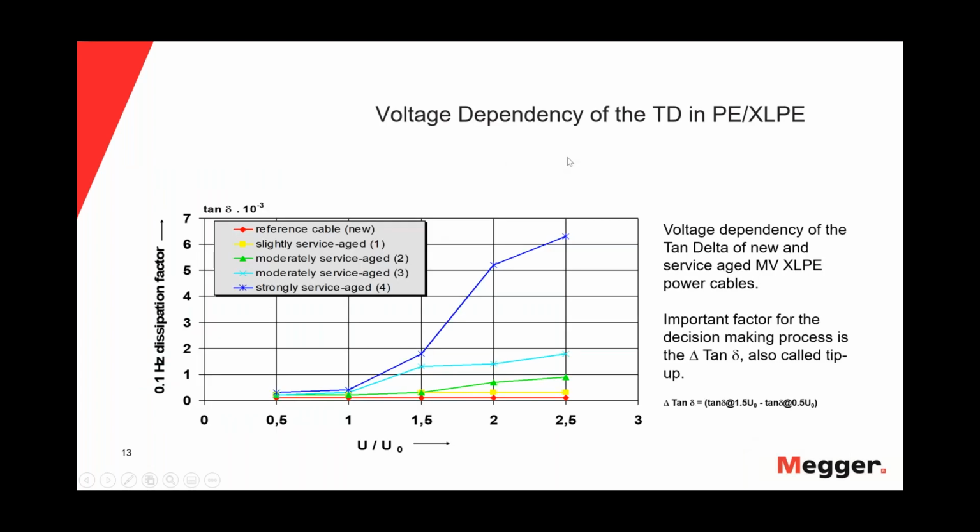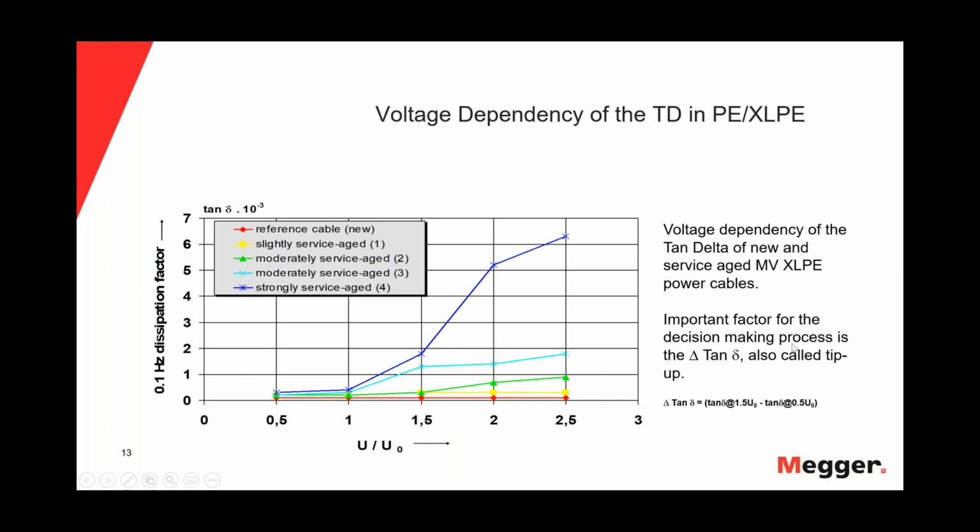This is the voltage dependency of the tan delta. If you look here, this is just like we were discussing a minute ago. If you look at our table here, you have the red reference cable, which is new, the yellow, which is slightly service aged, the green is moderately service aged at 2 years, moderately service aged at 3, strongly service aged. So if you look at this scale, voltage dependency of the tan delta of the new and service aged medium voltage XLPE power cables.